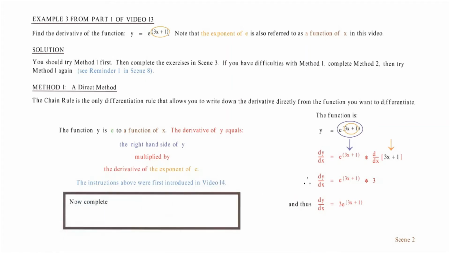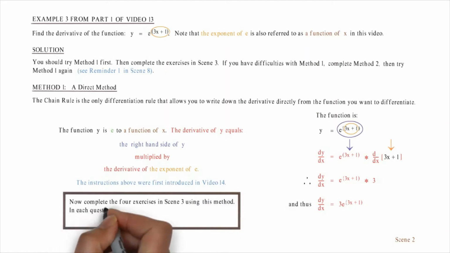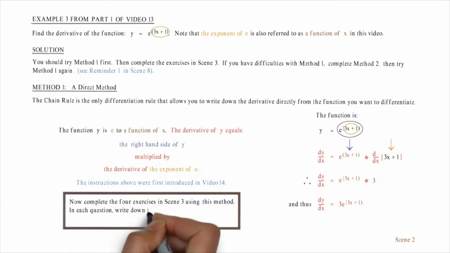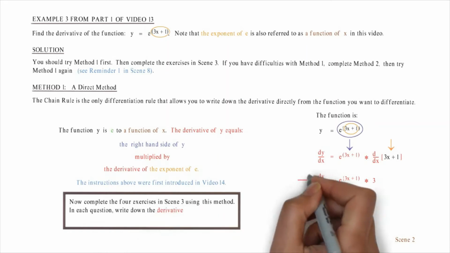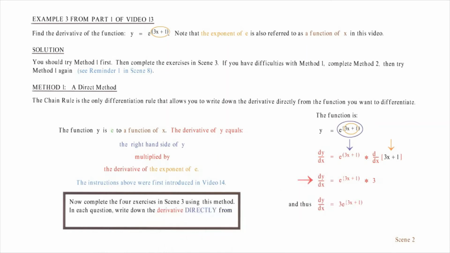Now complete the 4 exercises in scene 3 using this method. In each question, write down the derivative directly from the question, omitting the line of working between them.